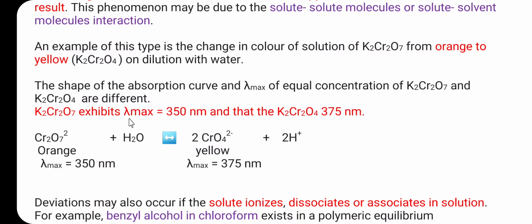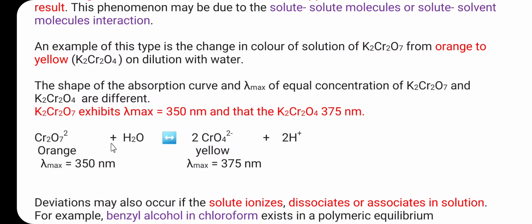What is the lambda max value? It is the wavelength which shows the maximum absorbance for that particular substance. Such a wavelength is called the lambda max. So here the potassium dichromate has a lambda max value of 350 nanometer. The dichromate has an orange color.